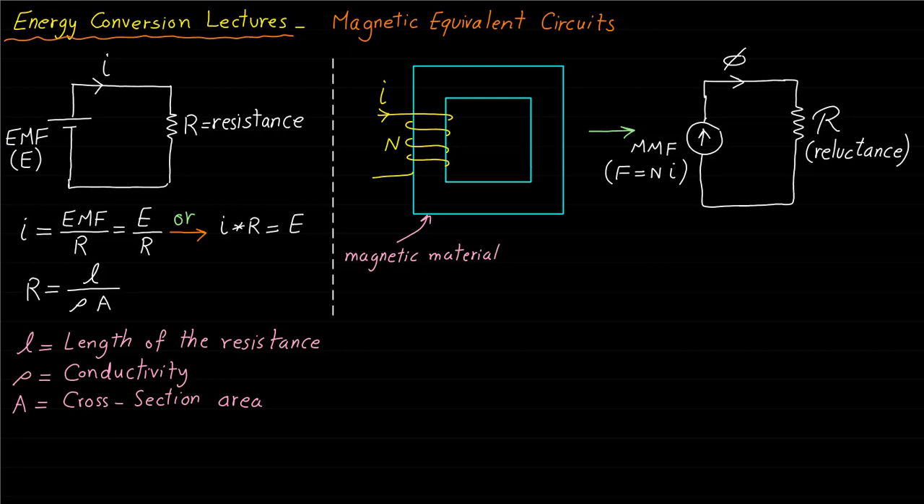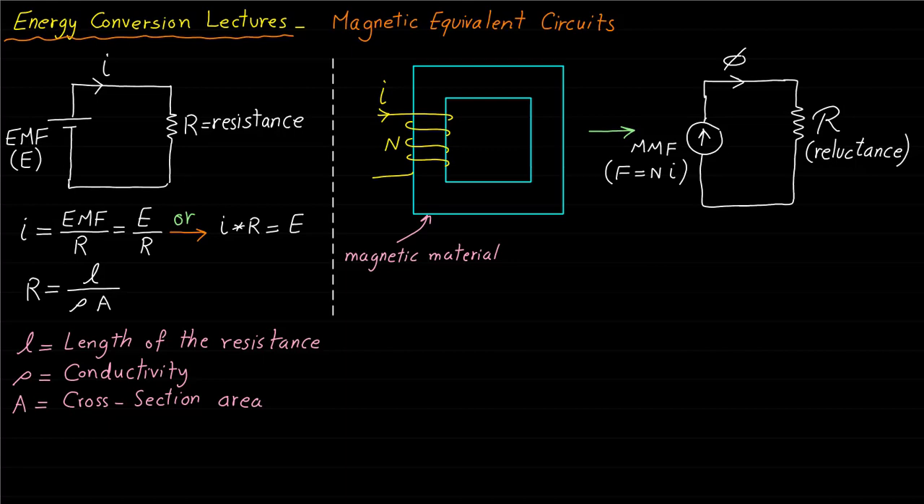It is very clear that the ampere turns Ni is like the EMF of the electrical circuit, and the reluctance R of the magnetic circuit is like the resistance of the electrical circuit. Also, the magnetic field lines phi is like the electric current of the electrical circuit.